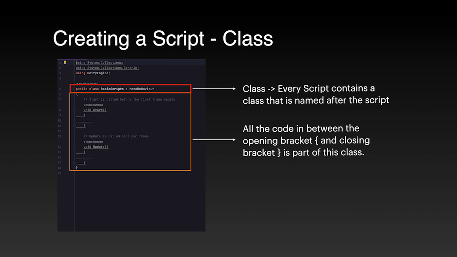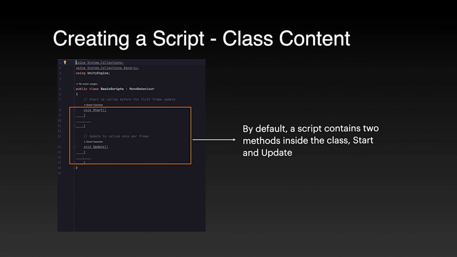And Update means that this will be called once per frame. So for example, it's like animation or motion. If you want to make things move, or things continuing to update, then Update is a good method. By default, a script contains two methods inside the class: Start and Update. And you can add more, but Start and Update are the two that normally we will use, so that's why it's default.